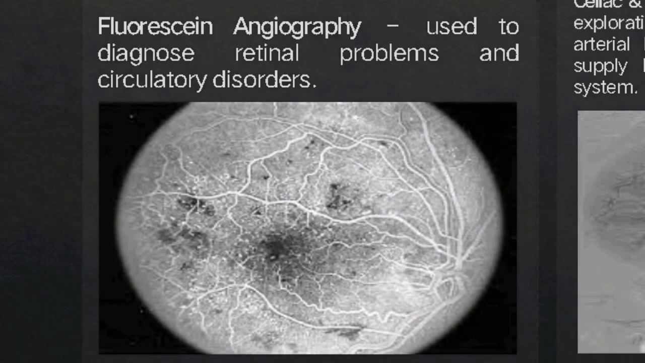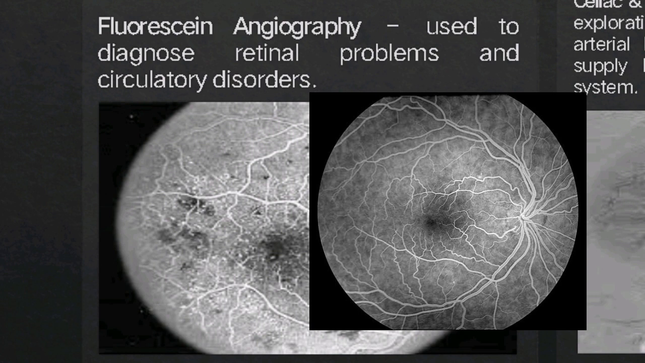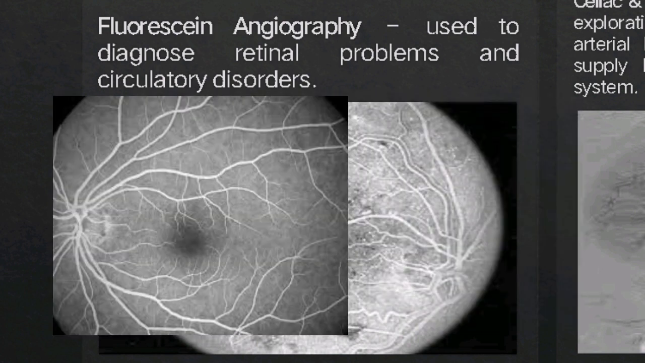Fluorescein angiography is used to diagnose retinal problems and circulatory disorders. It is typically conducted as an outpatient procedure. The patient's pupils are dilated with eye drops and he rests his chin and forehead against a bracing apparatus to keep it still. Sodium fluorescein dye is then injected with a syringe into a vein in the patient's arm. The dye will travel through the patient's body and into the blood vessels of the eye.